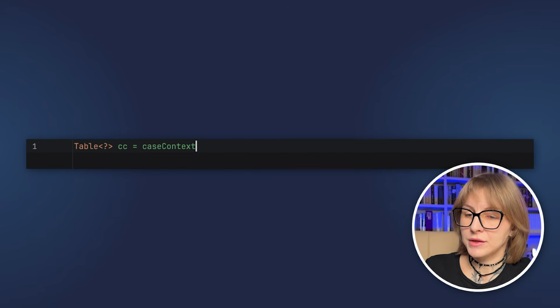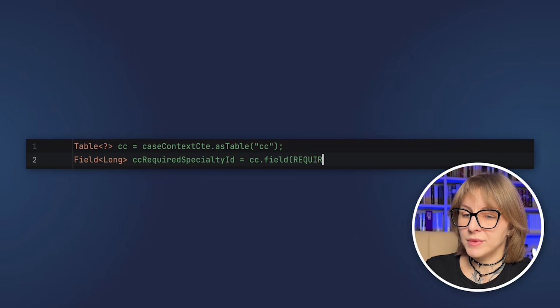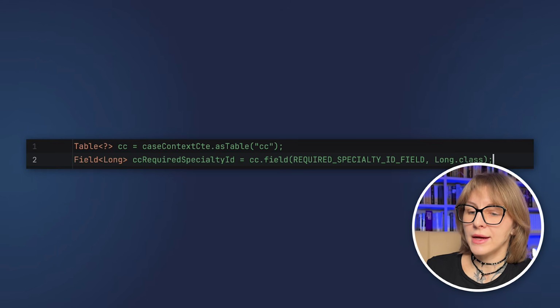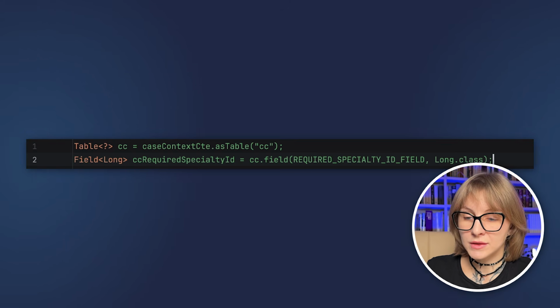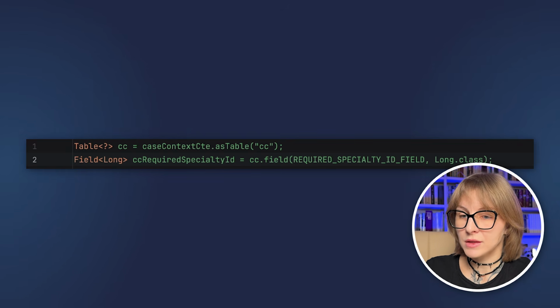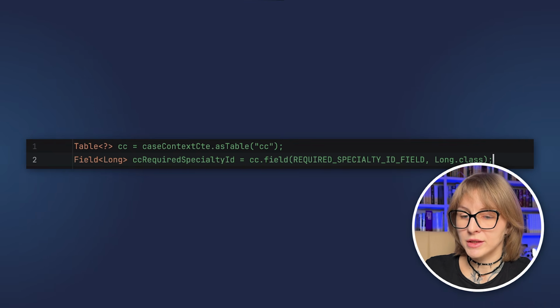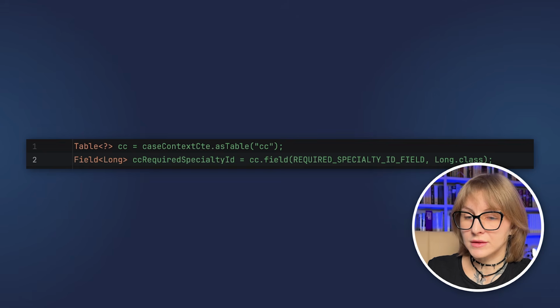And then we create the table from the case context CTE. It means that we are treating the CTE as a table and alias it as CC in this case, but the name can be any you like. And then we extract the typed field from it: CC requires special ID. This is important because we will join appointment slots against it.